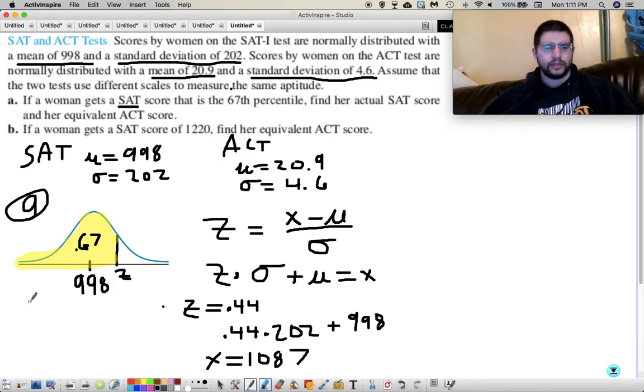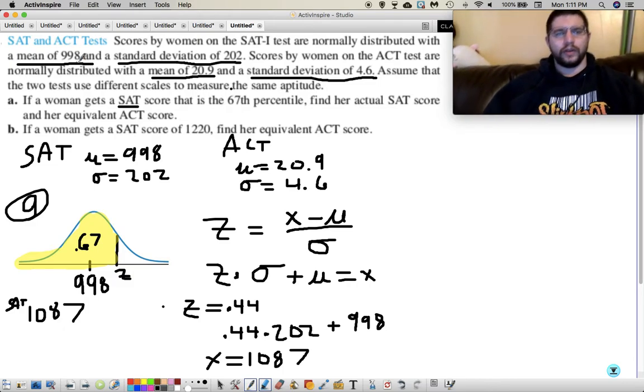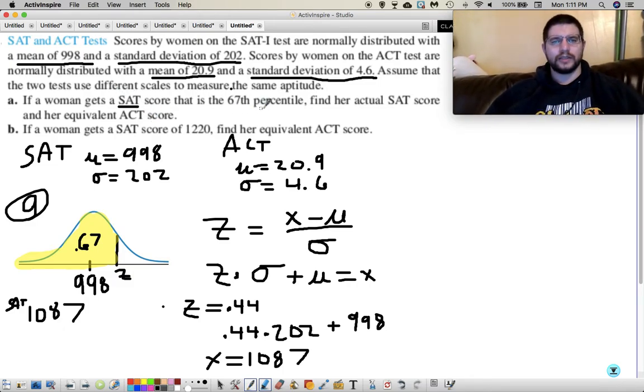SAT score is 1087. Now we need to convert that to her equivalent ACT score. So 1087 was for the SAT. Now for her ACT score, well, it's still the 67th percentile. It doesn't matter if it's on one test or another, it's the same process. So we already know that Z is 0.44.